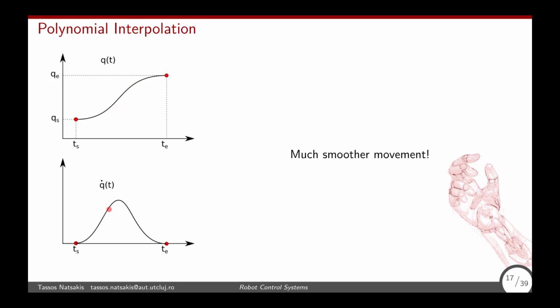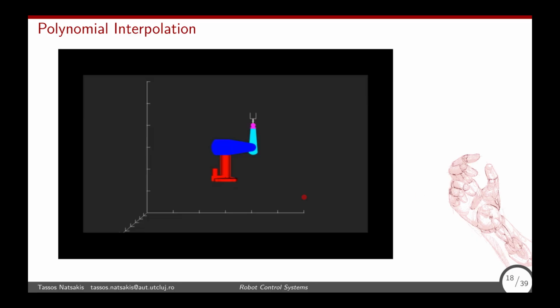And here we can see also the velocity; the acceleration will have a similar form. All right, so how does this look? If you pay attention to the animation, you'll see that the joints start moving slowly, and then they decelerate slowly. Right? That's the idea for polynomial interpolation.